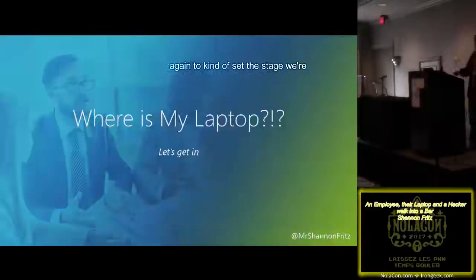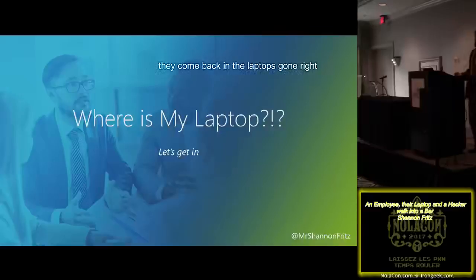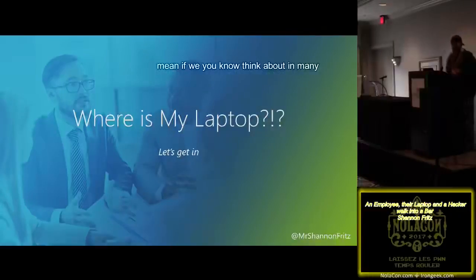So again, to set the stage, what we're going to start out with is the story of somebody losing their laptop. Somebody might have gotten mugged. Maybe they left it on some transit, or maybe they went to a bar, and when they get up to go to the bathroom, they come back and the laptop's gone. So the laptop is gone, and what might that mean? In many cases, it might just be that someone wants the hardware. They're going to take it, format it, use it for their own purposes. But if we wanted to do something more nefarious, what might that look like?